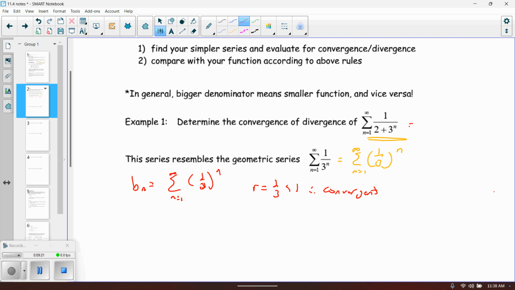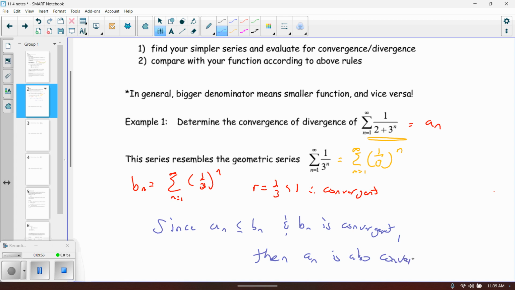So we'll call this one up here our a sub n, the given one. And then what we have to state then is, since a sub n is less than or equal to b sub n, and b sub n is convergent, then a sub n is also convergent. Again, I hope that that makes sense.